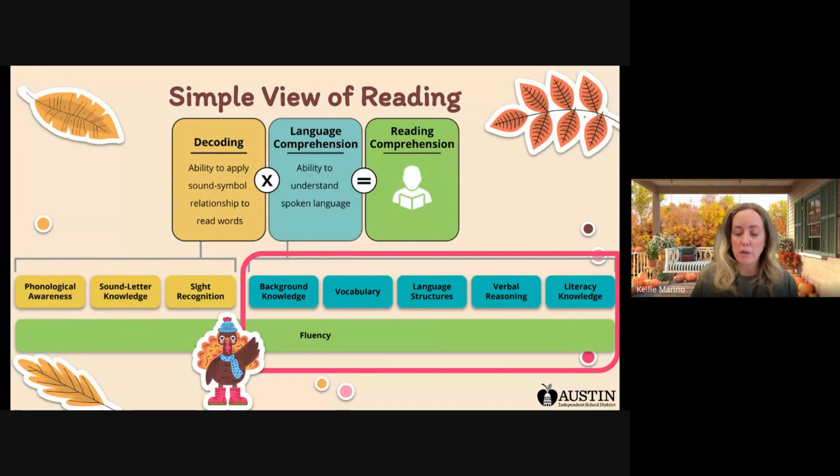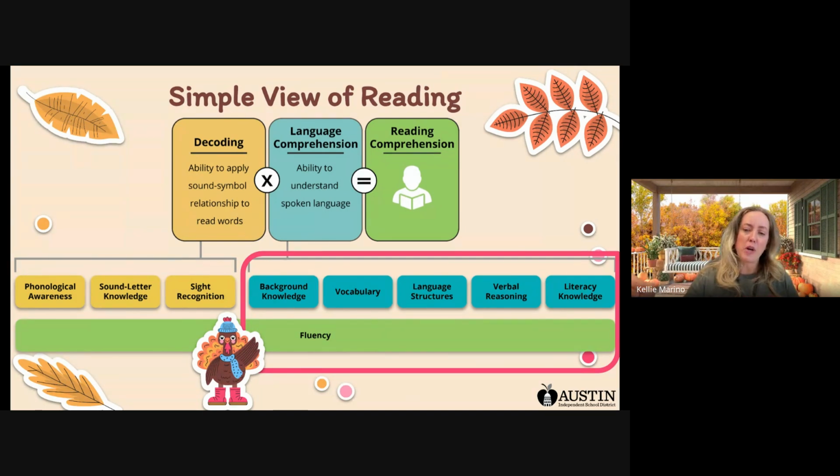When we think about reading comprehension, we typically say reading comprehension, but what we're really talking about is language comprehension in the upper grades, which is our ability to understand spoken language. Those components are broken down into background knowledge, vocabulary, language structures, verbal reasoning, and literacy knowledge. You notice that fluency underscores all of these skills. It's only when fluency brings them all together for us.